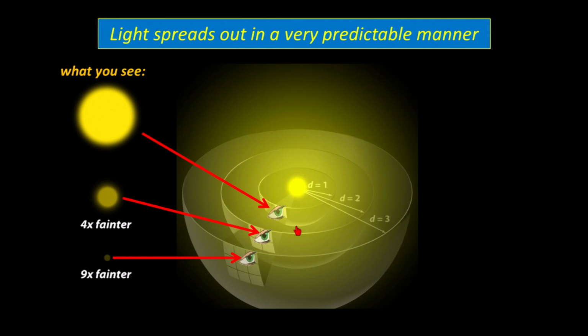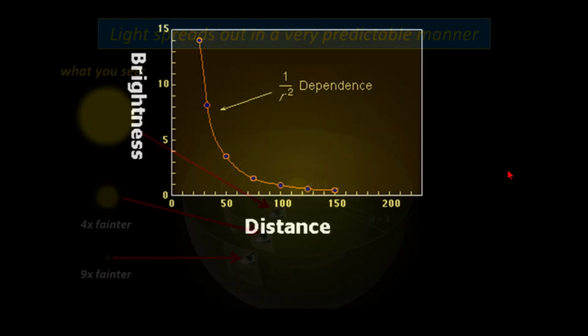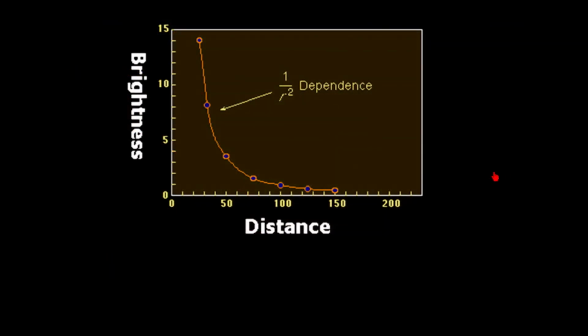So the idea is that because light spreads out in this very predictable fashion, there's a connection between the brightness of the object, the distance between you and the object, and the actual amount of energy that the object is producing. And so let me show you a graph of how these three kind of work together.